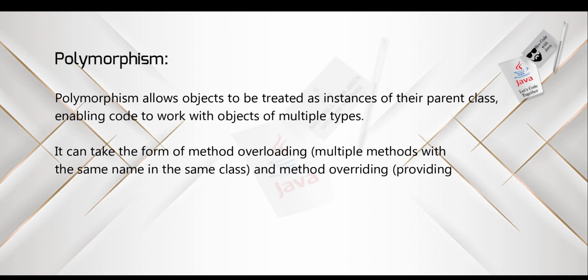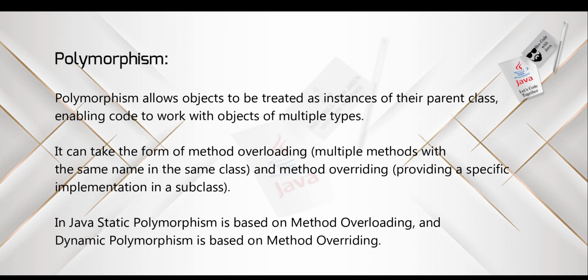Polymorphism. Polymorphism allows objects to be treated as instances of their parent class, enabling code to work with objects of multiple types. It can take the form of method overloading, multiple methods with the same name in the same class, and method overriding, providing a specific implementation in a subclass.